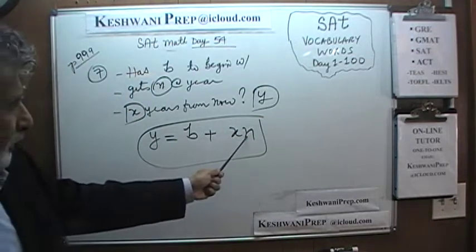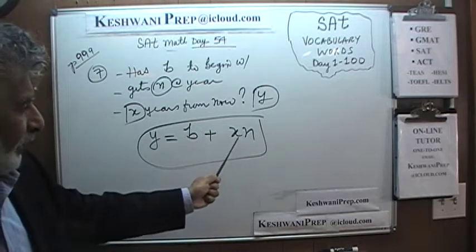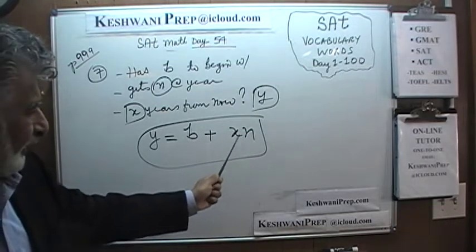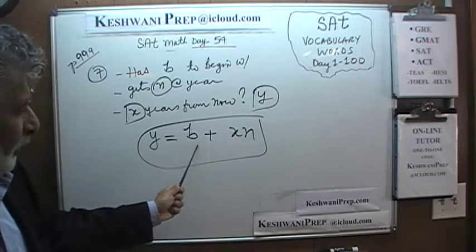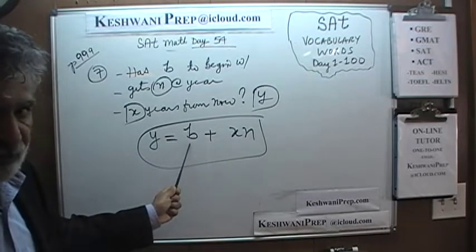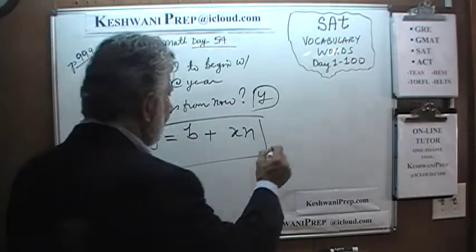Because every year that goes by we get n new members. After the end of first year we're going to have B plus n. At the end of second year we're going to have B plus 2n. At the end of third year we're going to have B plus 3n, and therefore at the end of x years we're going to have B plus xn, x times n. And that's answer choice A.